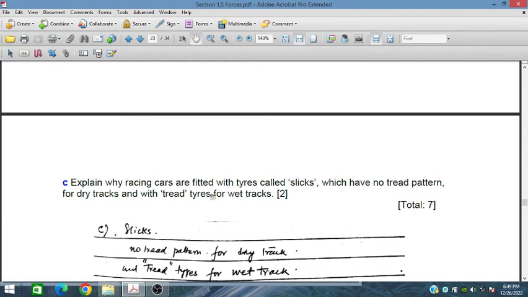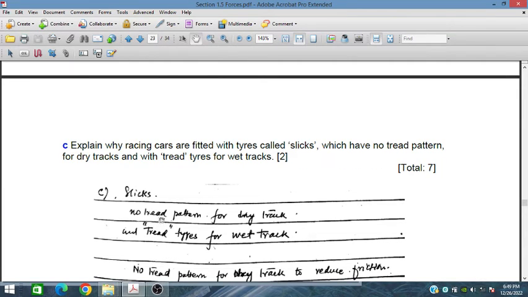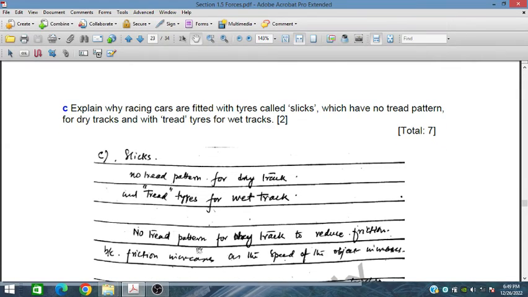Explain why racing cars are fitted with tires called slicks, which have no tread patterns, for dry tracks, and with tread tires for wet tracks. No tread pattern for dry tracks reduces friction. So friction will be less, because friction increases as the speed of the object increases.